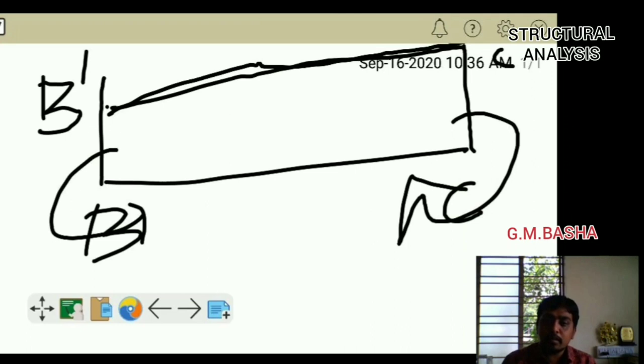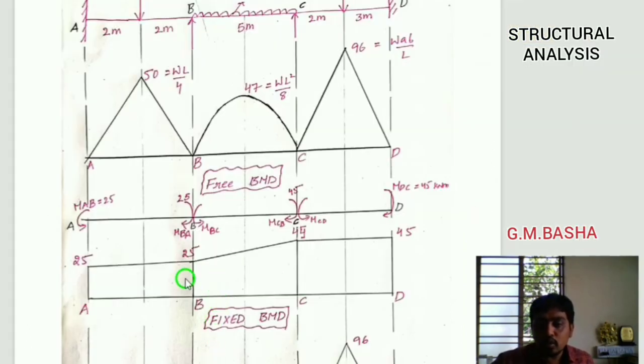So you always remember this one. I am showing it in the drawing. Whenever an anti-clockwise moment is applied at B, it will move to B dash. Again, whenever a clockwise moment is applied at C, it will move to some C dash. Here, anti-clockwise means it will be applied in the downward direction, so it will move up to 25. Similarly, a clockwise moment is applied, so it will move from C to C dash. Again, you join these two.